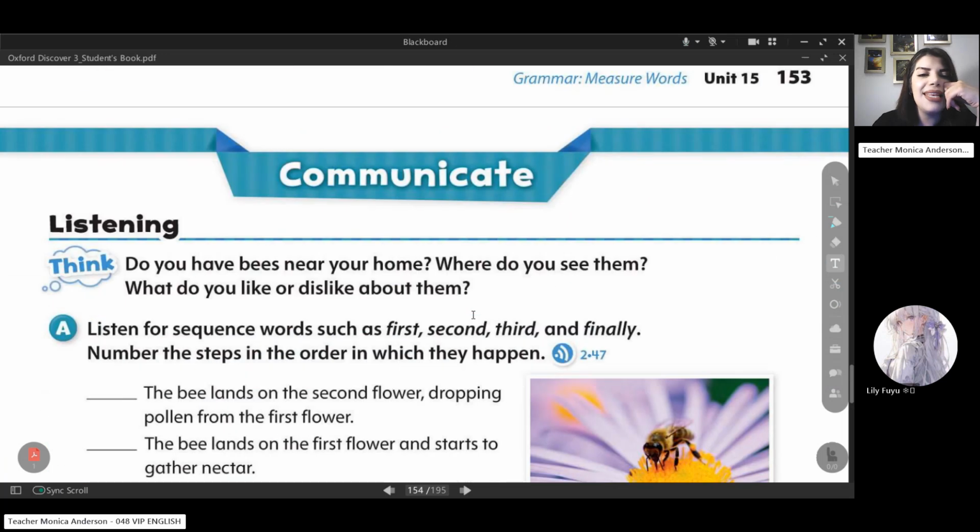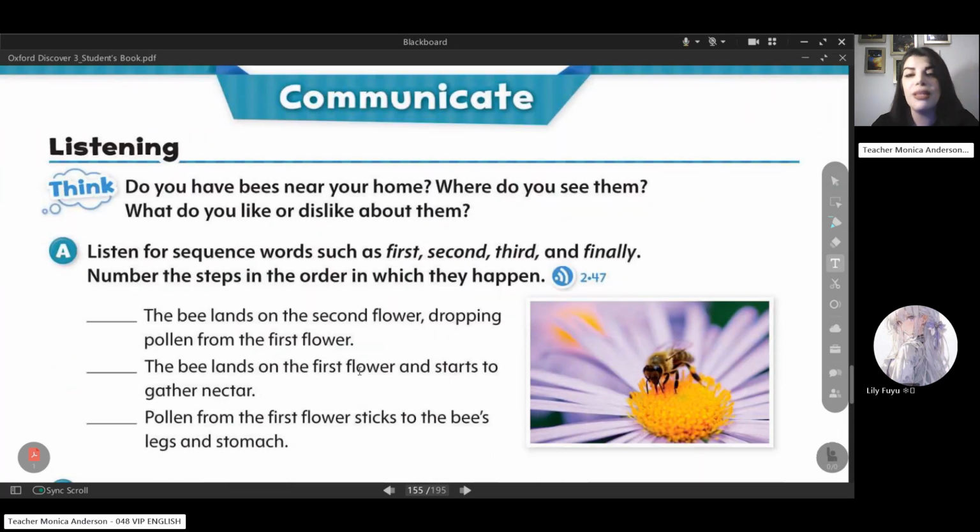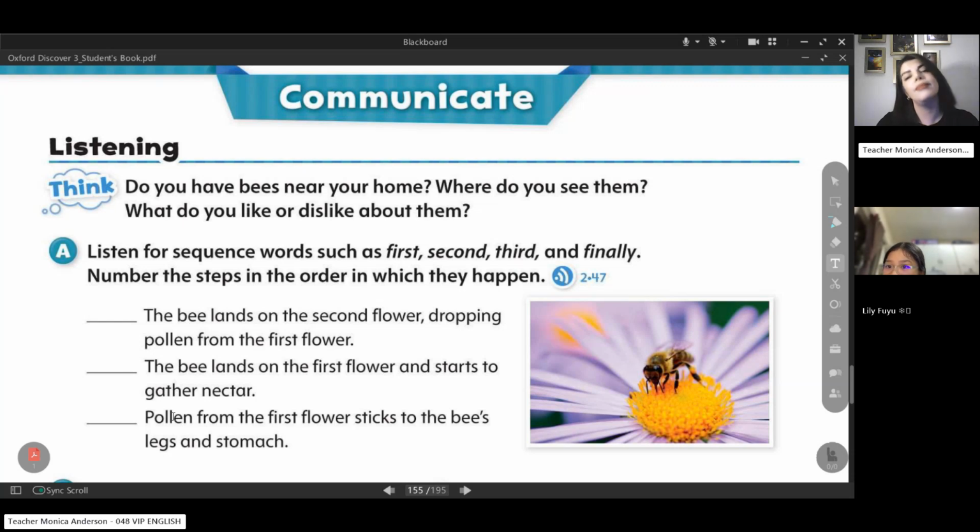Okay, well, now let's see. Listen for sequence words such as first, second, third, and finally. Number the steps. I will explain this in detail because you need to know. That is really important. Now, let's listen. Page 154. Listening A. Listen for sequence words such as first, second, third, and finally. Number the steps in the order in which they happen.